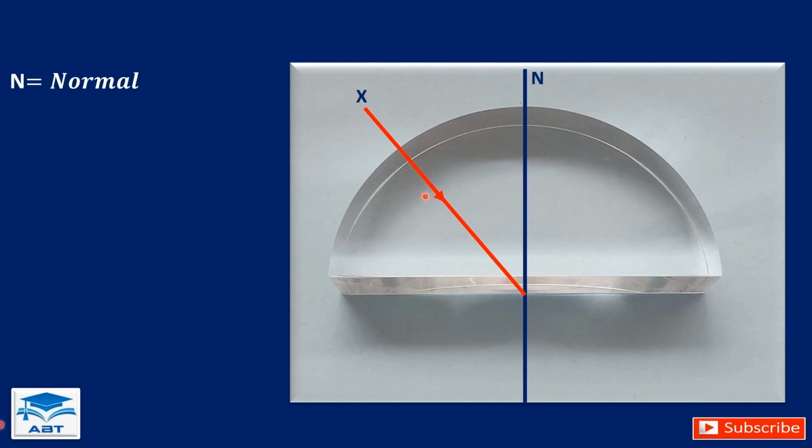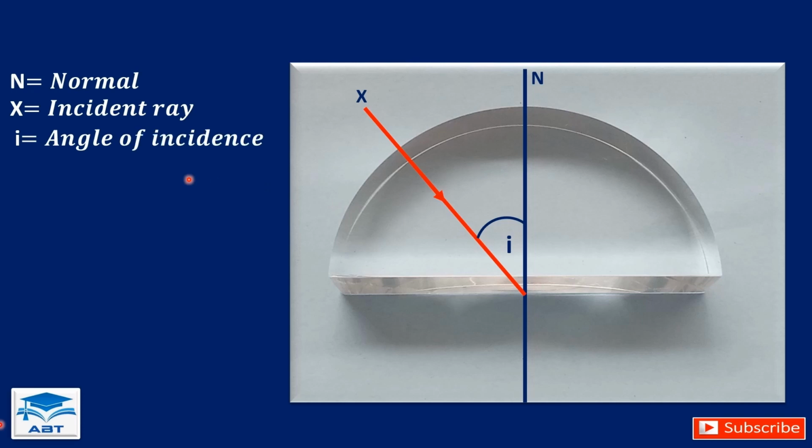The ray of light is known as the incident ray, and the angle between the incident ray and the normal is known as the angle of incidence. Here the ray of light is moving from glass, a denser medium, to air, a less dense medium. When light moves from a denser medium to a less dense medium, it bends away from the normal.